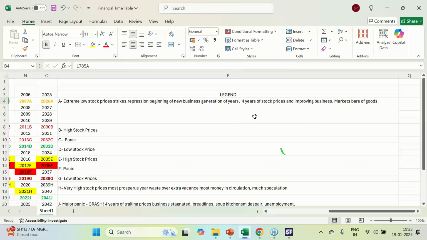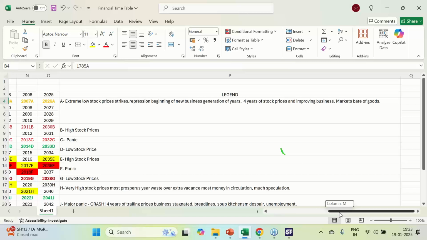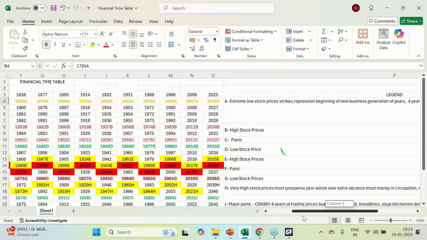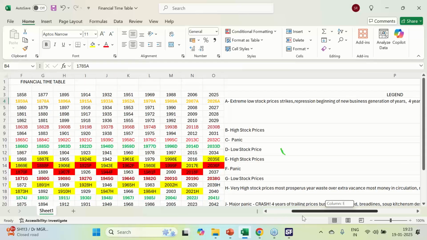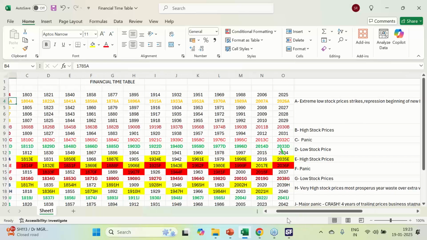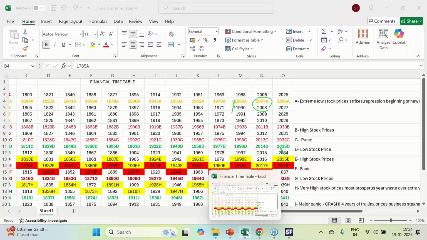And 4 years of stock price and improving business, market prices of goods. He is talking about a 4-year trend setting on, and in this period the extreme low and extreme high prices can reoccur. Now forget about 2026. What happened in 2007, 2008? This is the past. Do not go back to the 1990s, it may be very far. Those who are long term in the market will know. So 2007 and 2008, just remember this period.